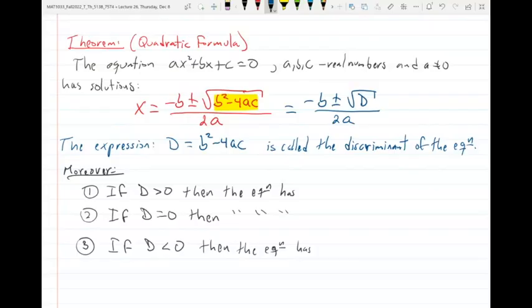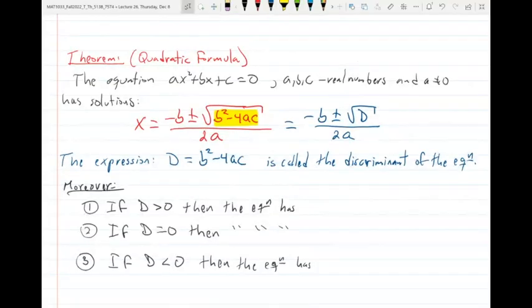Okay? For example, if the discriminant happens to be a positive number, what's going to happen? You're going to have a positive number inside this square root, and that's going to give you a real number. And then you're going to have two solutions, one with the positive and another one with this negative down here. So if the discriminant is positive, then the equation has two distinct real solutions. So the two solutions are real numbers.